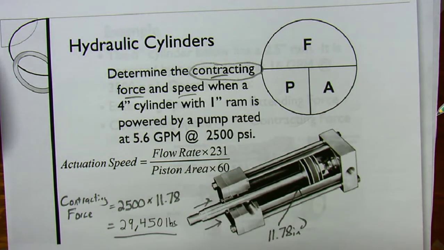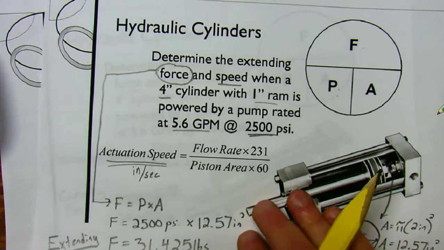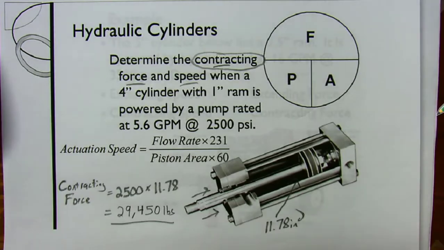Now, again, if we compare that to what we did just a minute ago, that is less. When we were extending, we had a little bit larger area, 12.57, and we had a force of 31,400 pounds. Now, because of the ram, we lose a little bit. We've only got 29,000. That's about 15 tons.